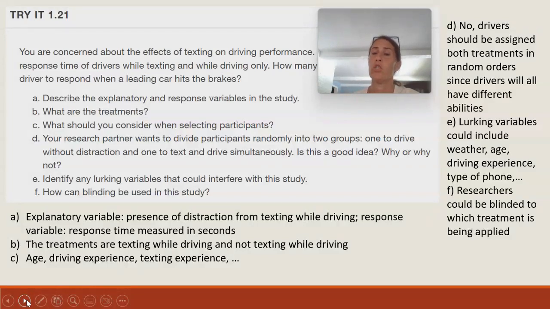Researchers could be blinded to which treatment is being applied. So you obviously can't blind the subjects. They're going to know if they're texting while they're driving or not, but you could have just those numbers with a numerical identifier that didn't say which one it was, and then you would know which subject it was, and there are these two response times, but you wouldn't necessarily know which one was which when you're collecting the data.